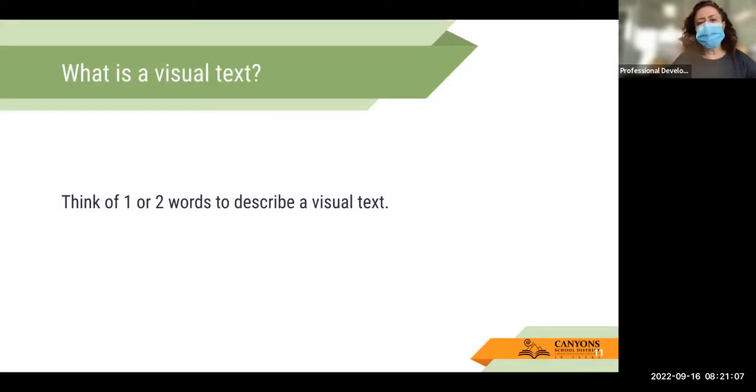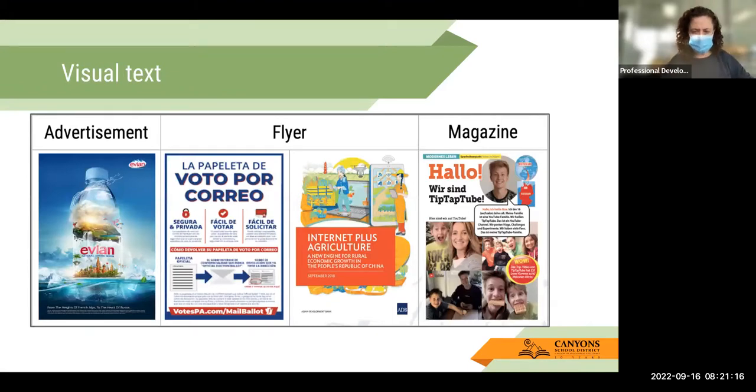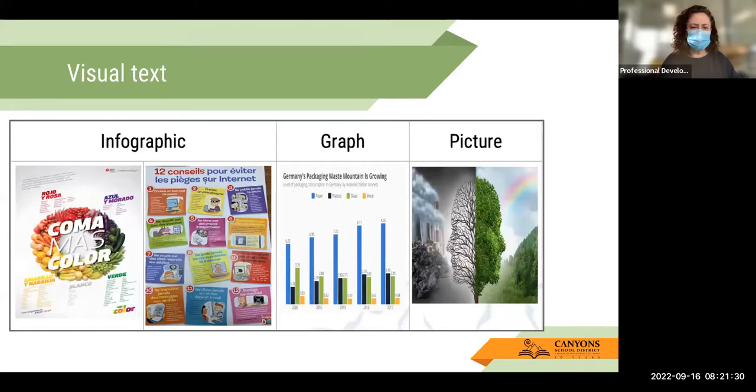So what is a visual text? Here are examples of visual text that you may have seen. You have advertisements, flyers, magazines. You can also have what we also find a lot: infographics, graphs, or simply a picture. It's also very interesting and very useful to use a variety of visual texts, because it will help the students learn how to look at and analyze a text. It gives them different possibilities and different perspectives. So do introduce different kinds of visual text in your classroom in order to have variety and to be able to reach all the students' interests.